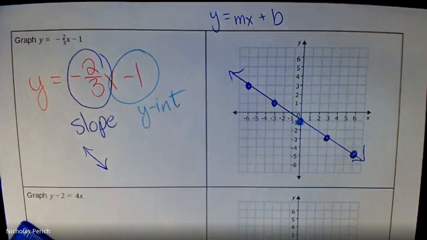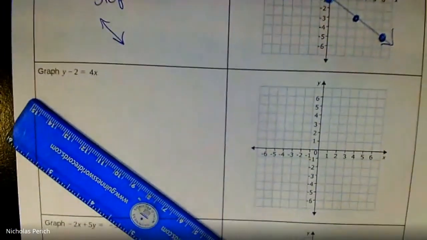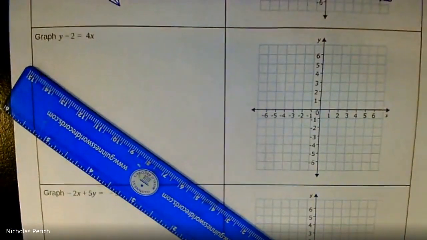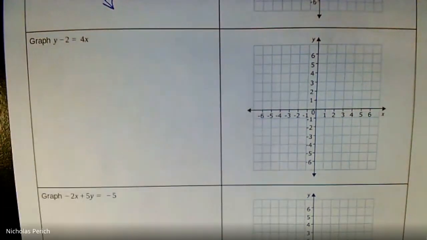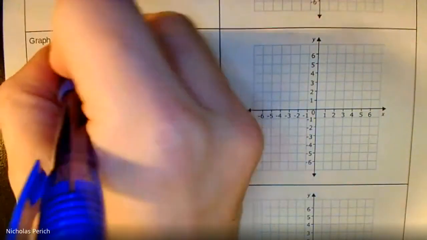Now, this all works when y is all by itself. So when y is not all by itself, I have to make y all by itself. I'm going to blow that up so you can see it a little bit better.